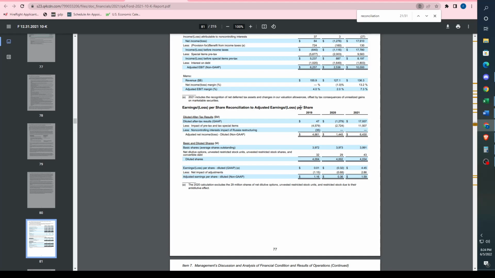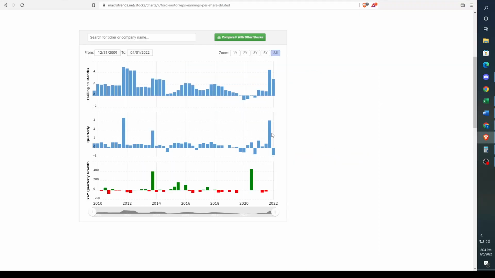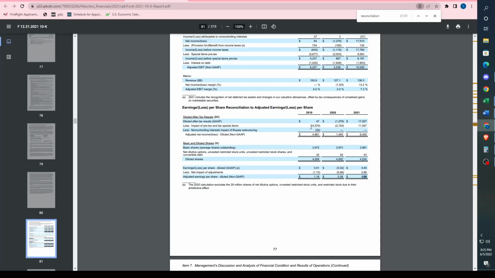You can see that for 2021, they have an adjusted earnings per share diluted of $1.59. Now let me go over to macrotrends. Macrotrends was telling me that for 2021, we had trailing 12-month earnings per share of $4.45 following GAAP. So the adjusted amount is much, much different. We can look into this a little bit.